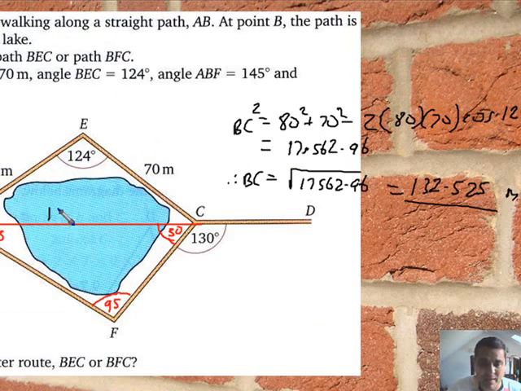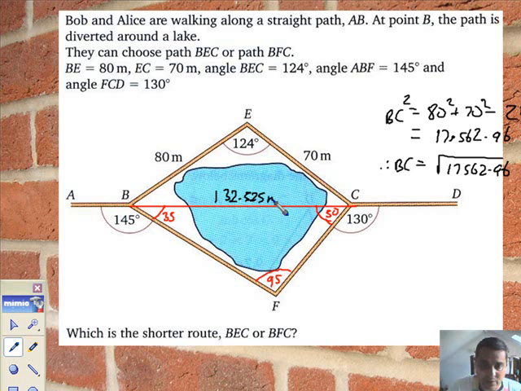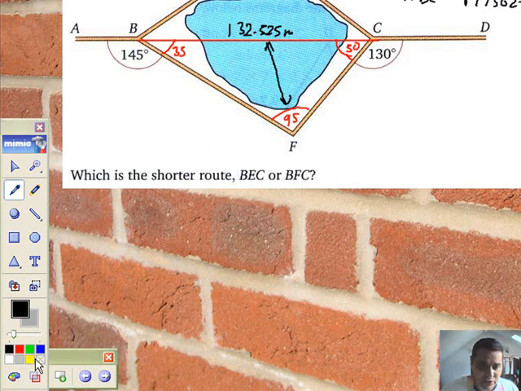I will now write it in and make use of it. 132.525 meters. Alright, so now what I can do is use this length, 132.525, with that angle there, and I can use this 50 with the opposite side BF, to do a sine rule setup. So let's just do it then.